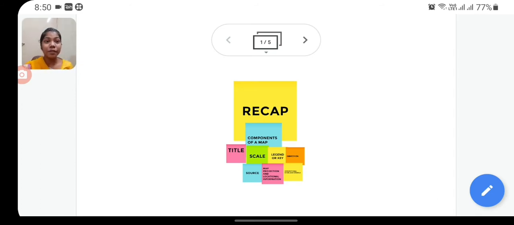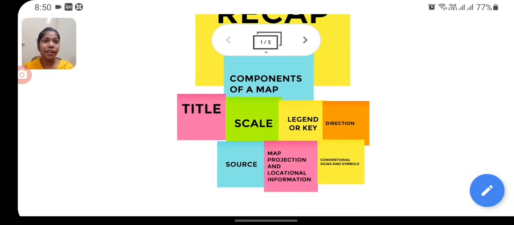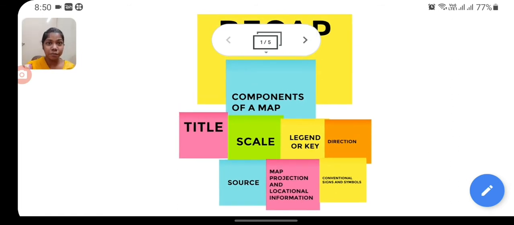Last class we learned about the components of a map, right? Look at this recap. The components are the title, scale, legend or key, direction, source, map projection, locational information, and conventional signs and symbols. We learned all these 7 components. Last class we learned it in geography. Today we'll be learning it in civics, from page 217 and 218, unit 7.